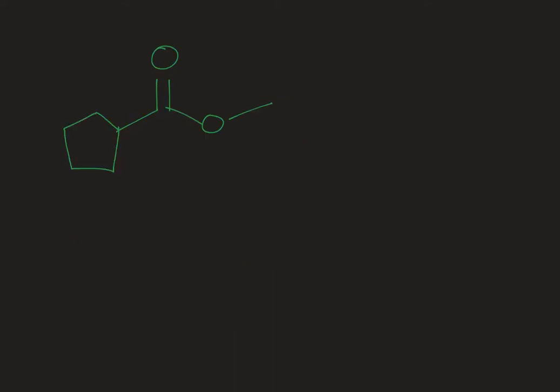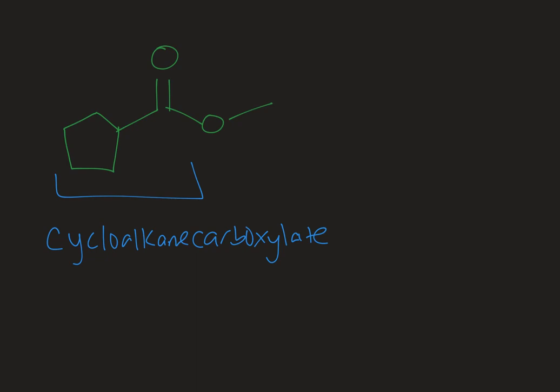So when you have a cyclic system attached directly to the carbonyl compound, the naming is a little different. Generically speaking, that is a cycloalkane carboxylate. So we don't name quite the same way when we have the ring directly attached to the carbonyl compound if it's not a benzene ring. With a benzene ring, we use benzoate. When it's not, when it's a cycloalkane, we use this methodology.